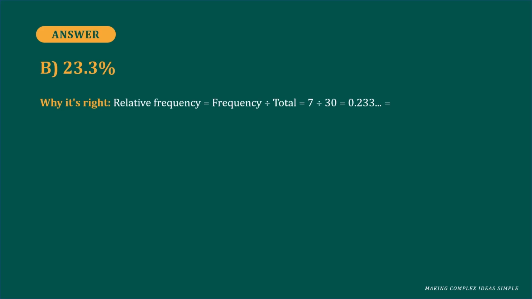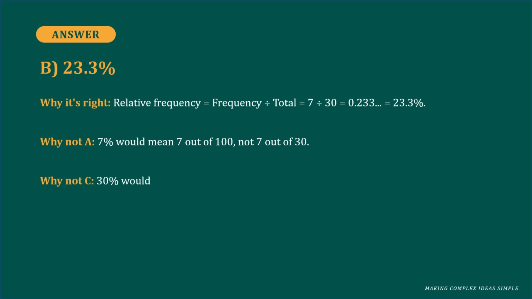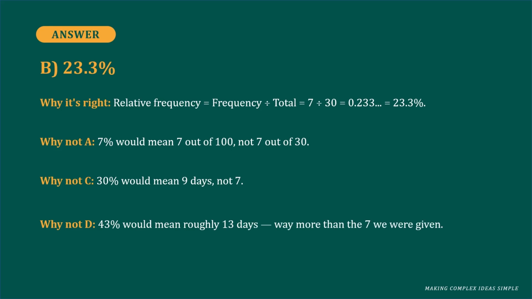The answer is B. 23.3%. Relative frequency equals frequency divided by total. 7 divided by 30 is 0.233 or 23.3%. A is wrong. 7% would mean 7 out of 100, not 7 out of 30. C is wrong. 30% would mean 9 days, not 7. D is wrong. 43% would mean roughly 13 days, way more than the 7 we were given.